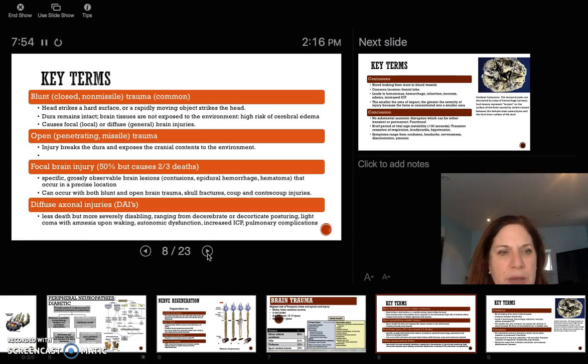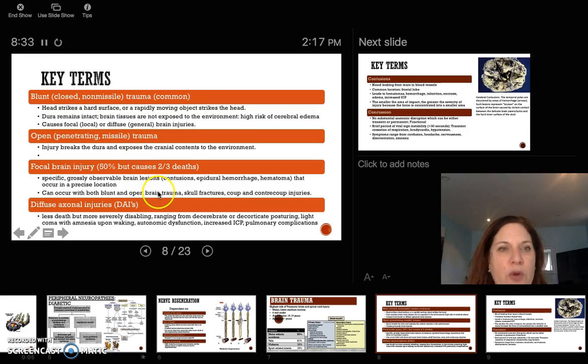So terms that we use to discuss head injuries: it can either be blunt, which is a closed head injury, where you fall and strike your head or have a car accident, and the dura remains intact. We can have an injury that is open, a penetrating injury, such as a car accident that is severe enough that you actually have a skull fracture and injury to the dura, and your cranial contents are exposed to the environment.